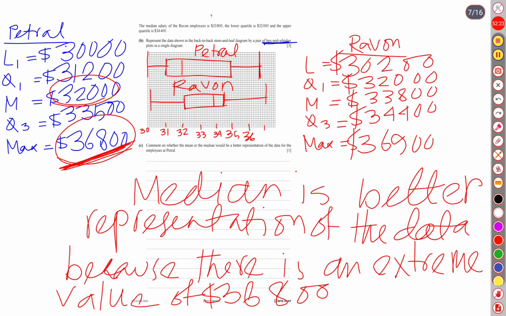This is the final answer to question number C. Now, it has taken a lot of time for me to complete the box and whisker plot. Yet it may not be accurate, but I think you have got the point how to draw box and whisker plots.